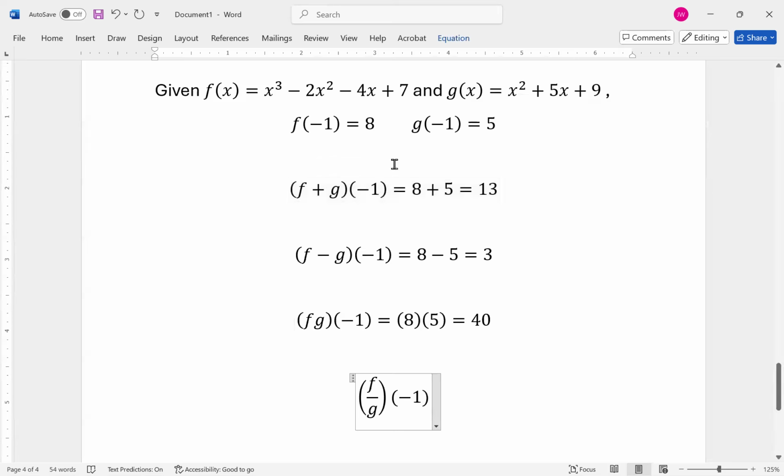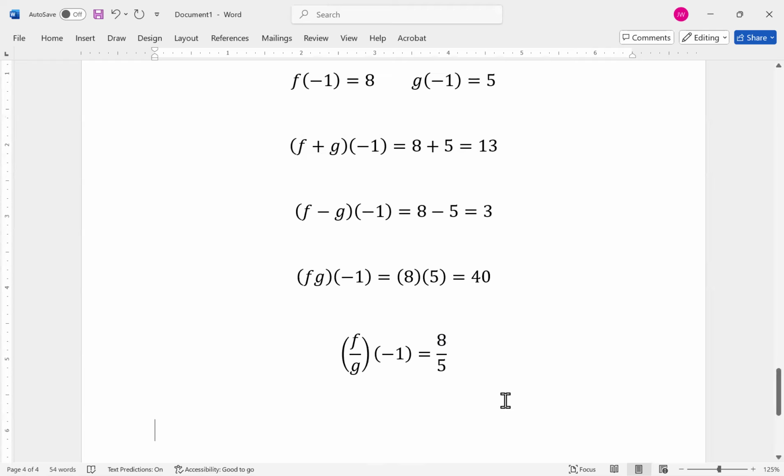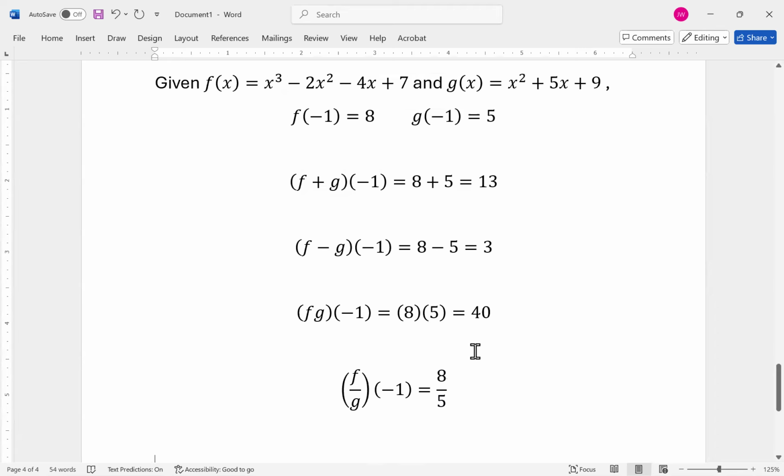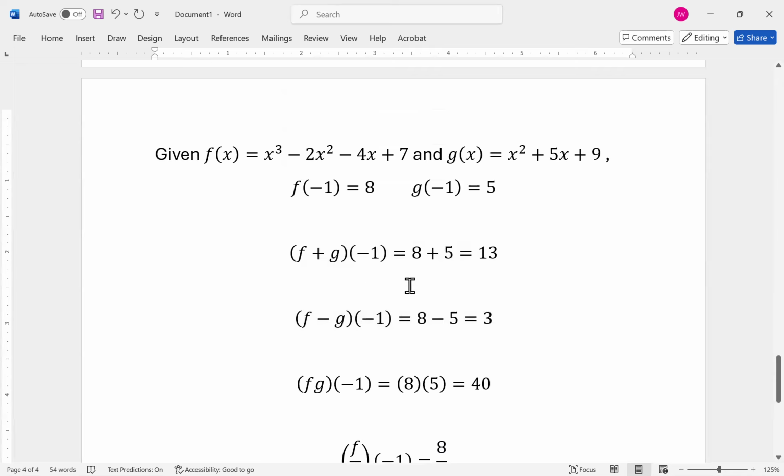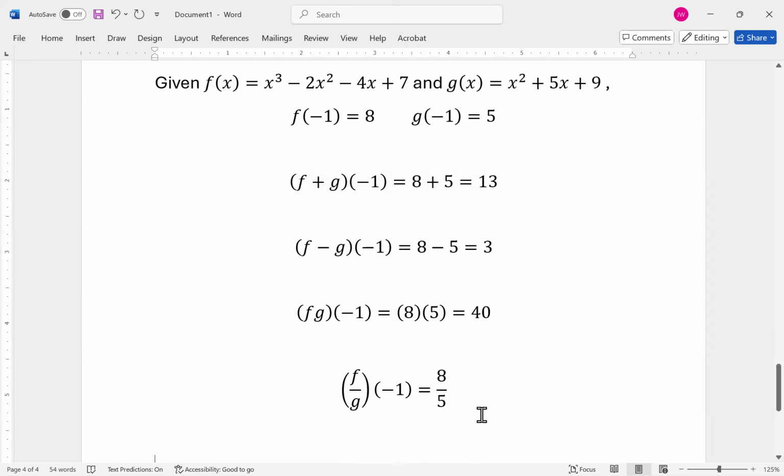Again, you're not always going to have 8s and 5s every time as your outputs, but this principle should make sense. F of -1 is 8. G of -1 is 5. 8 over 5 is your answer. If you want to rewrite that as a decimal, it is 1.6. Or if you want to write it as a mixed number, it's 1 3/5. So there you go. Once you find f of -1 and g of -1, then things work out nicely.